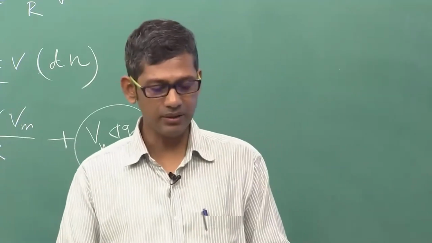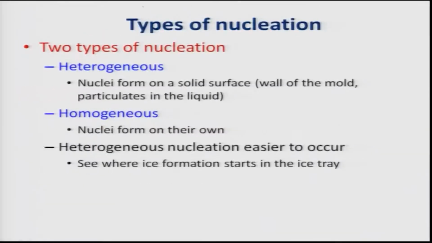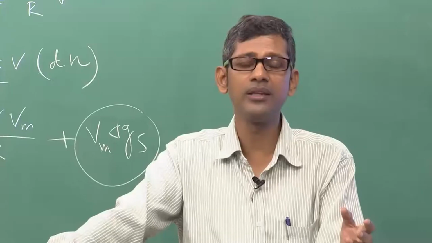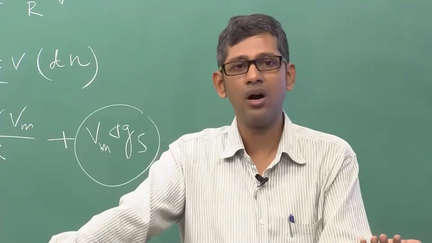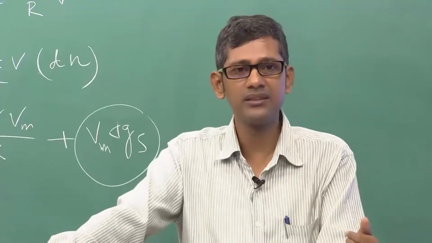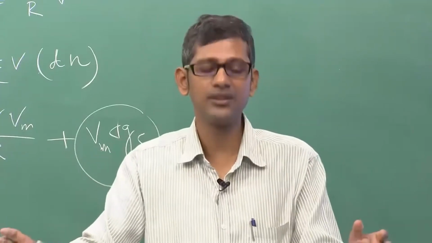Now, the larger the extent of undercooling, the greater the number of nuclei formed, which we will see in the detailed calculations. Now, nucleation, which is very generic in all kinds of phase transformations, is mostly heterogeneous. That means nuclei form on a solid surface. In solidification it can form on the walls of the mold, or on a particulate in the liquid, or in a solid it can form on an interface like a grain boundary or a dislocation or a twin or even any other interface inside a solid. So, this is the most prevalent one, which is observed in real situations.